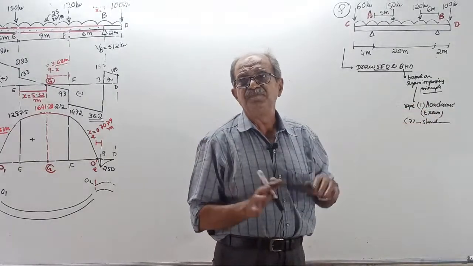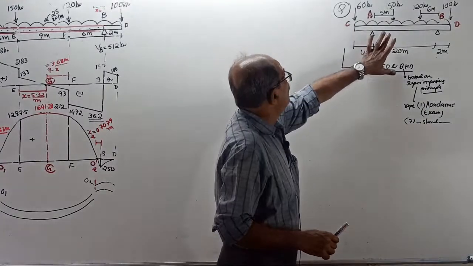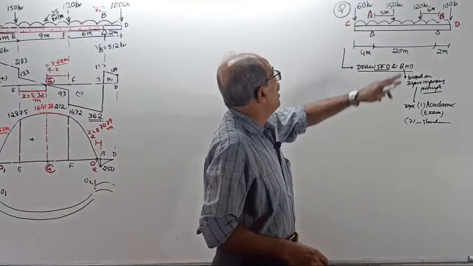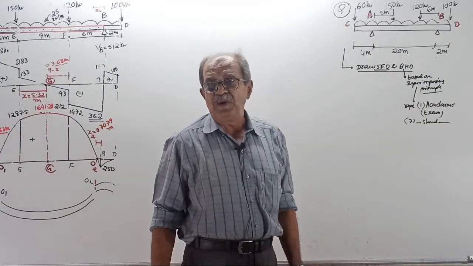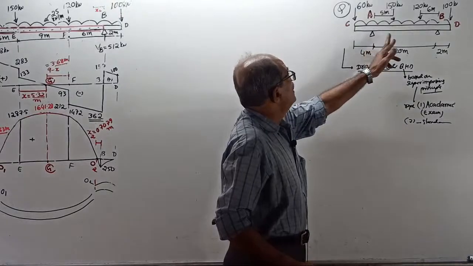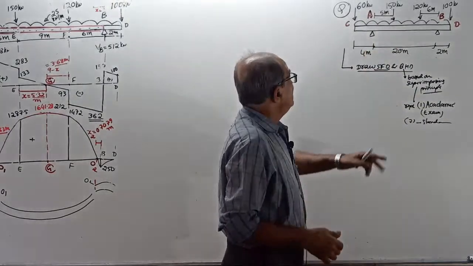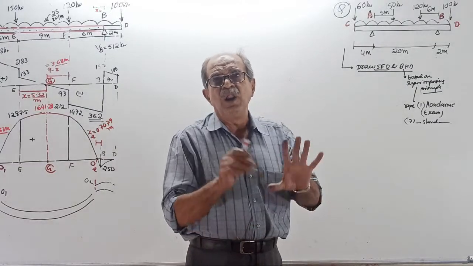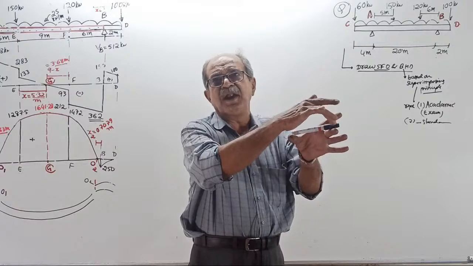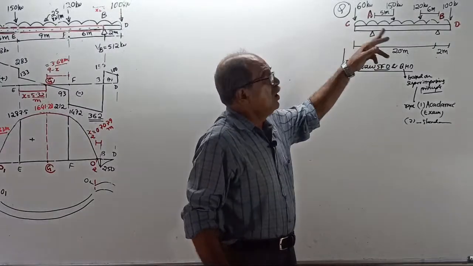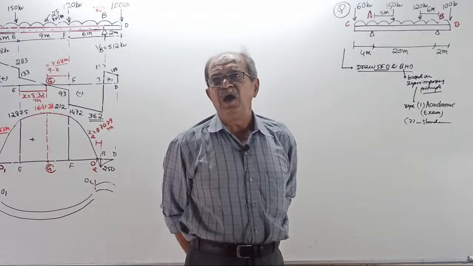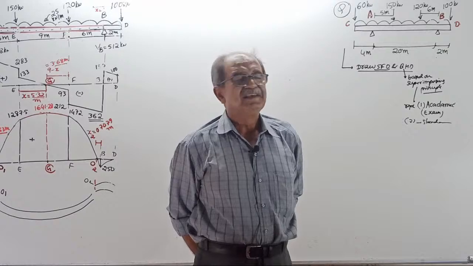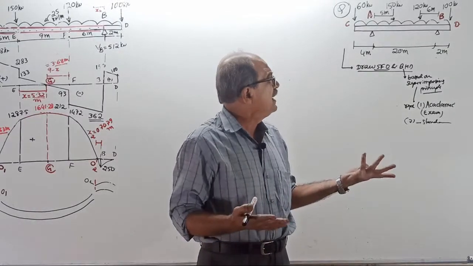SFD as usual. See, now what you have to do is, this is a given beam. First remember, if you want to draw BMD based on the superimposing principle, BMD is drawn based on the superimposing principle only for members which are supported at both ends. For overhangs, do not draw BMD on the superimposing principle. You can draw, but it looks very odd.